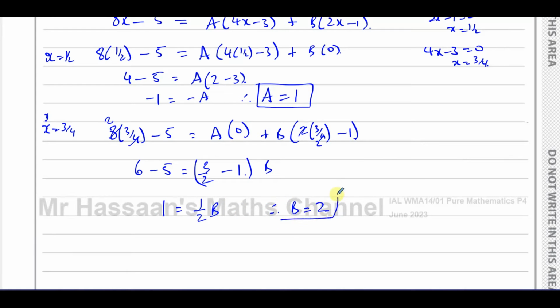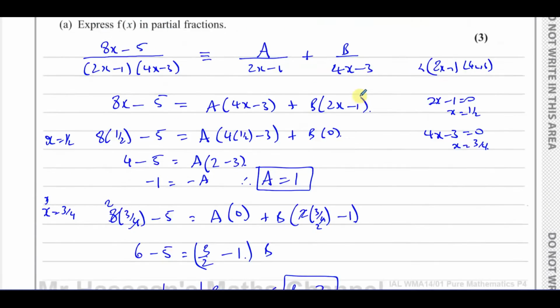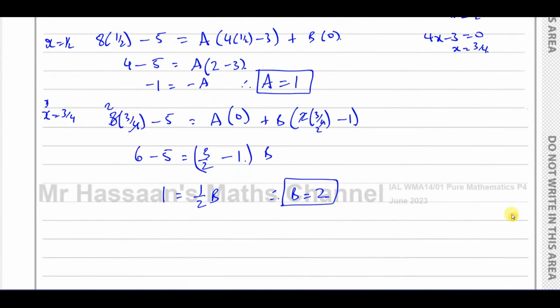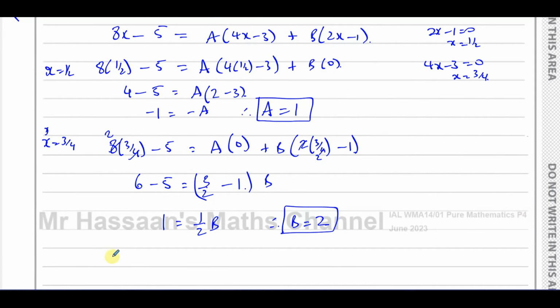So we have a equals 1 and b equals 2, as our two coefficients, the numbers which are the numerators of these two fractions. That's one method of doing it. We can also do it in another method. So if we start off with the same stage, 8x minus 5. So this is method 2. I'll show you another way as well, just so that you may be comfortable with it. So a times 4x minus 3 plus b times 2x minus 1.